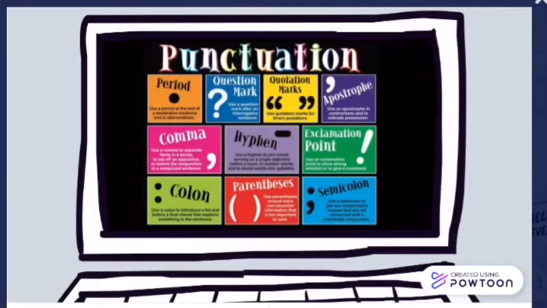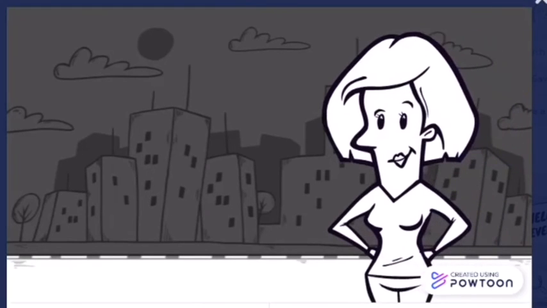And punctuation marks, we saw them last month. Period, question mark, quotation marks, apostrophe, commas, hyphen, exclamation point, colons, parentheses, or semicolon. If you find one in a sentence, you give it a 10.